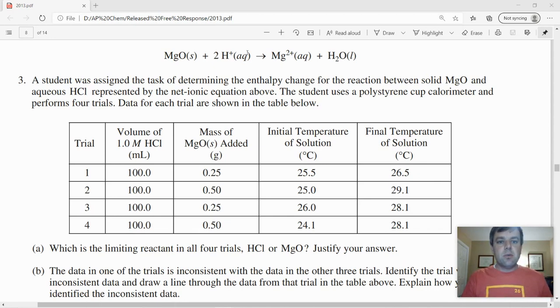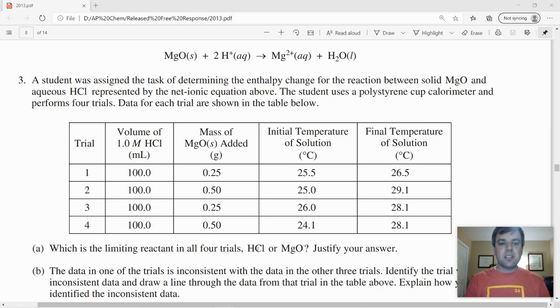So we have a reaction here. And it says a student was assigned the task of determining the enthalpy change for the reaction between solid magnesium oxide and aqueous hydrochloric acid, represented by the net ionic equation above. As you'll notice, the chlorides are not shown because they're spectator ions. Student uses a polystyrene cup calorimeter and performs 4 trials. Data from each trial are shown in the table below.